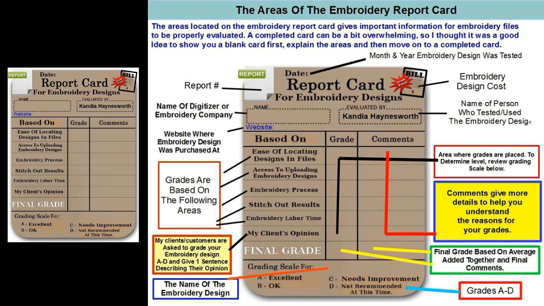And then the final grade. After they have the final grade, you want to look at the comments to learn how the final grade was obtained. And then if you look below, you will see the grade scale: if A, they were excellent, B, they were okay, C, needs improvement, or D, not recommended at this time. No embroidery digitizer or website will ever obtain an F because I do give a grade for effort. Okay, let's get started.